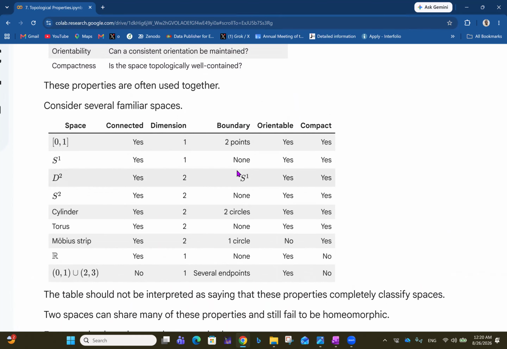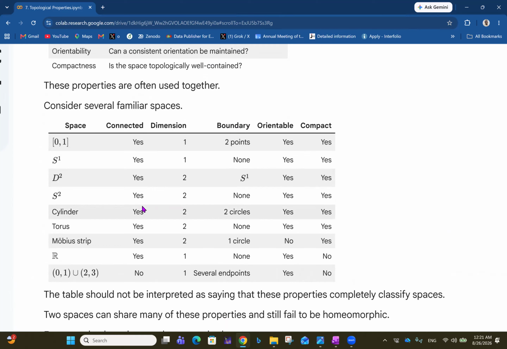The boundary is the circle, right? That's when x squared plus y squared is exactly 1. That coincides with the circle. So the circle bounds the disk. It is orientable, yes. It is compact, yes. And S2, which is the sphere, is connected, yes. The dimension is 2, of course, because of the power 2 here. You can take that as a clue. Then the boundary, there's no boundary. Then it is orientable, yes.